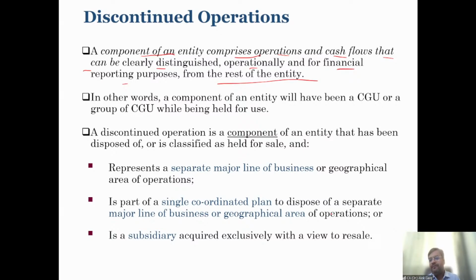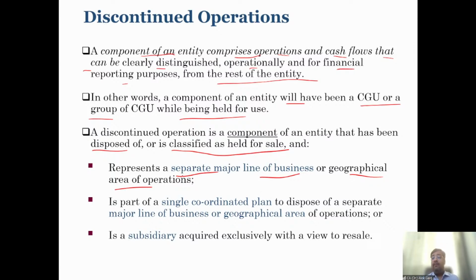Answer is yes. Right? In other words, a component of an entity will have been a CGU or a group of CGUs while being held for use. A discontinued operation is a component of an entity that has been disposed of, or is classified as held for sale. Either that operation has been classified as held for sale, or it has been disposed of without sale, right? Which represents a separate major line of business or geographical area of operations, right?